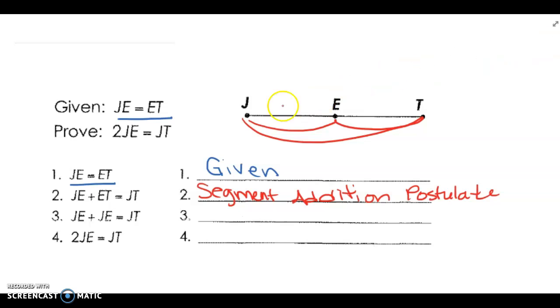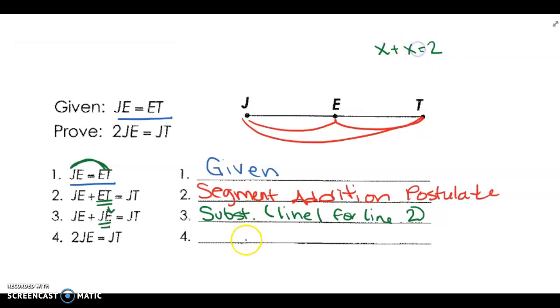Okay, now JE plus JE equals JT. So what the heck did we do? Well, notice this ET changed to a JE. Well, why did it change? Well, guys, we know that they're equal. Okay, so we can change them in and out, so we can substitute them. And I substituted line 1 in for line 2. Okay, and then guys, if I simplify it, JE plus JE is just 2JE, just like x plus x equals 2x. So all I did here is I simplified.